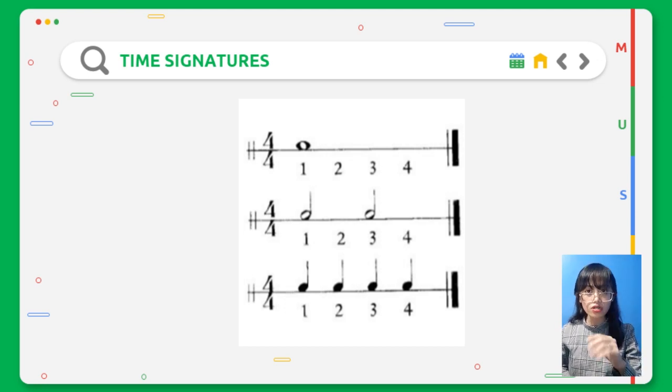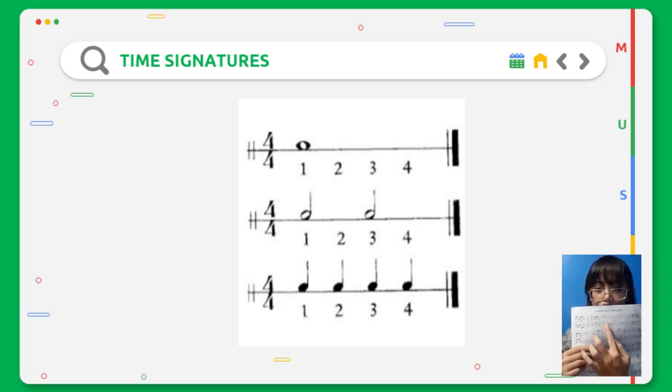Then on the next one, there are 4 quarter notes. And in 4/4, 1 quarter note receives 1 beat. So, in that measure, 1, 2, 3, 4. Okay. It has 4 counts and the quarter note receives 1 beat. So, here in our sample music sheet, every measure will have 4 beats.